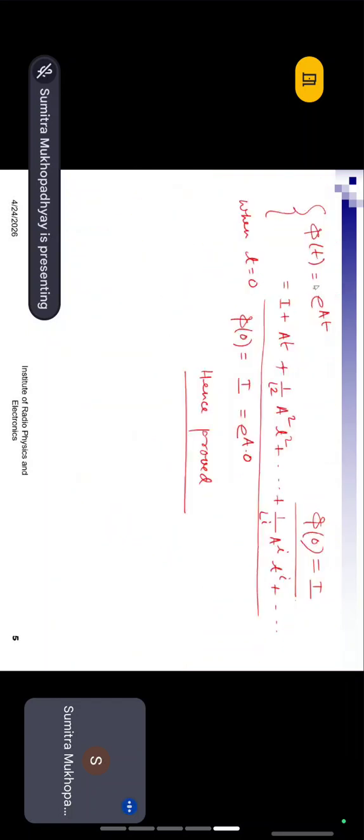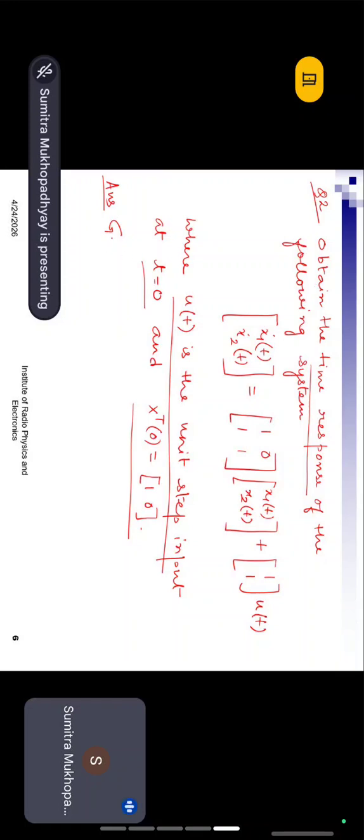Okay. So what is given here? We have two matrices here, A equal to [1 0; 1 1], this is the system matrix. B equal to [1; 1]. X of 0, sorry, here it should be underscore, that is equal to [1 0]. So these are all given. Now we have to find out the time response.